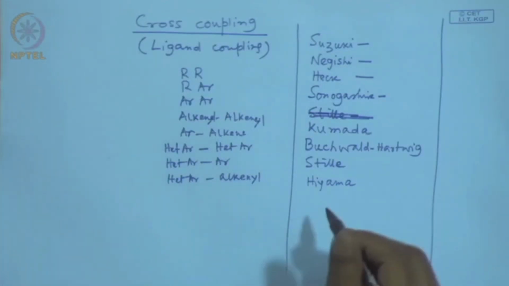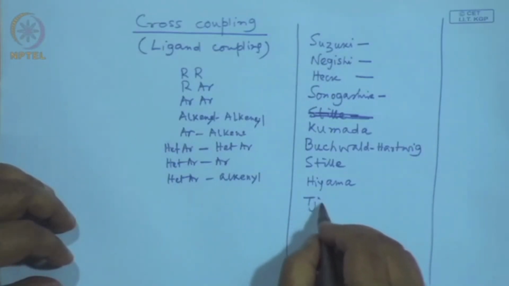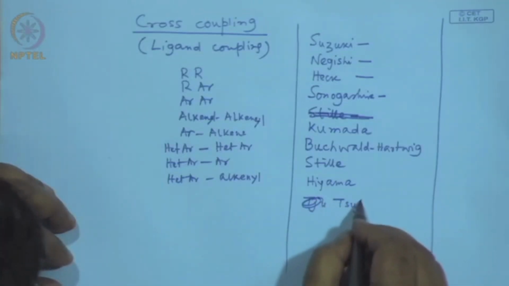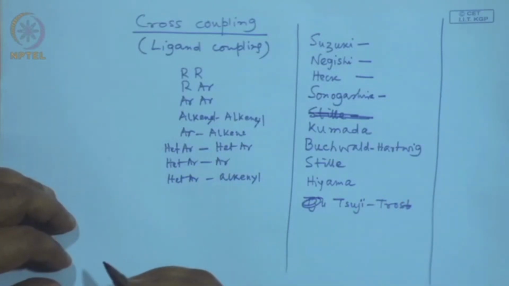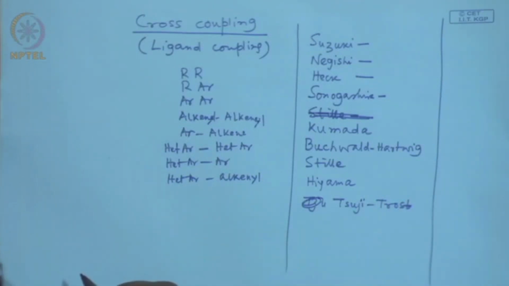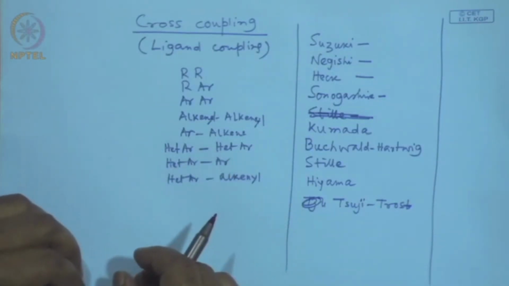Toru Fukuyama. Yes, I know. And then there is one more, Suji Trost coupling. And so, I think there are many, of course, there are many others, but these are the main ones.